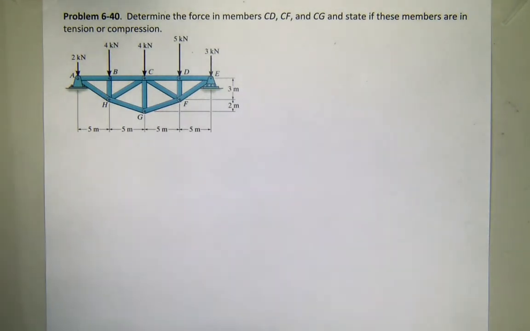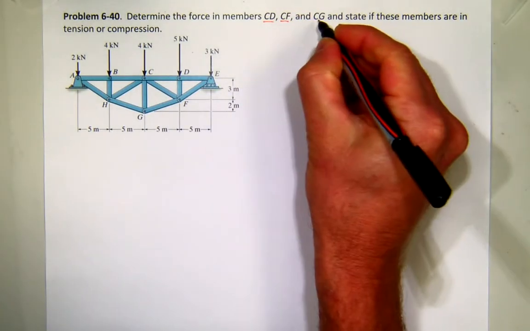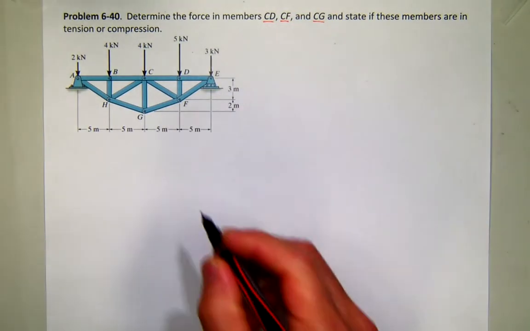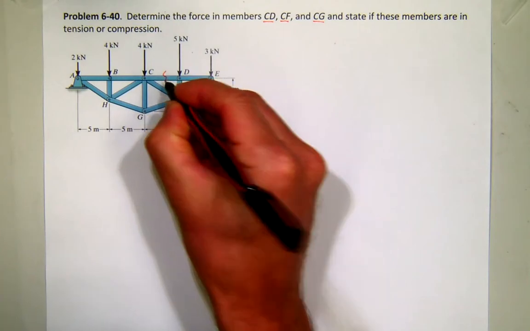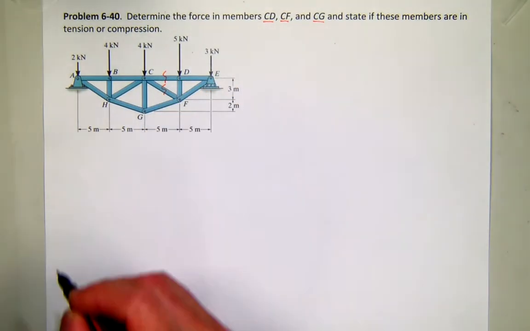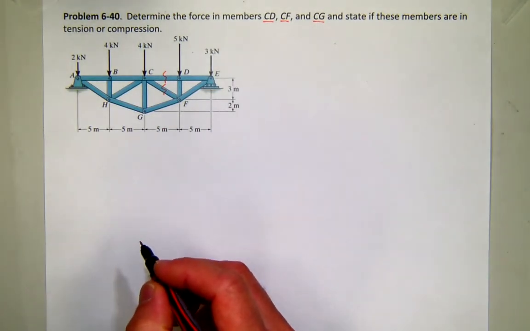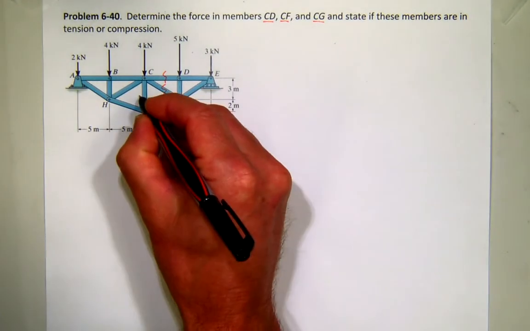Okay, so let's work this problem. This one's 640 in your textbook. You'll notice from the description it's only asking for three forces, CD, CF, and CG. And if you identify those, I'll just put a little squiggle here, CD, CF, and CG. Where's CG? Right here.